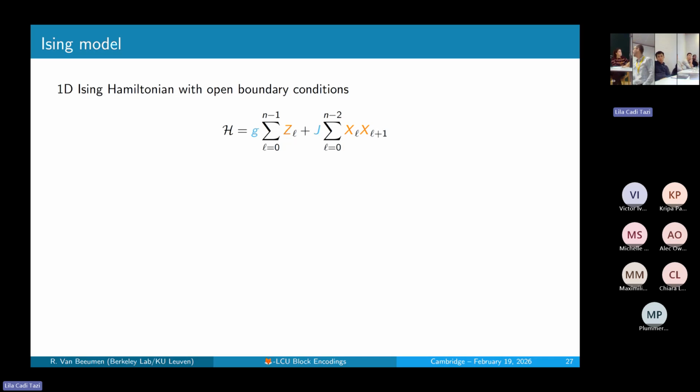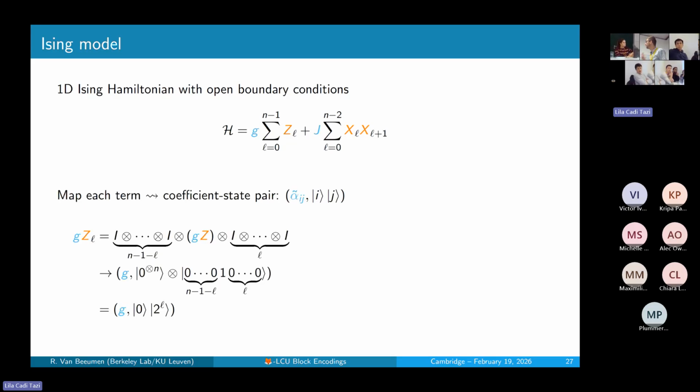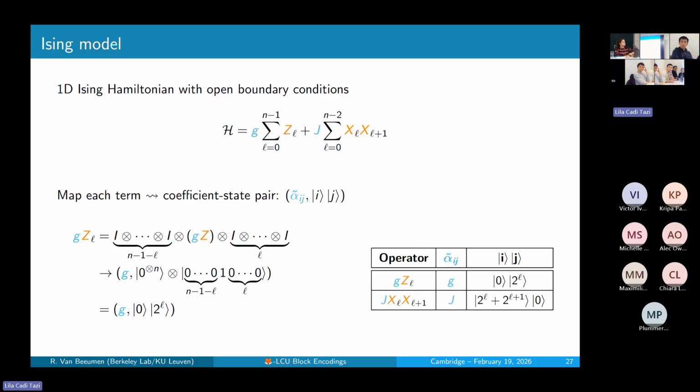So we have some Z terms and some X terms, all nearest neighbor. In order to exploit the Dicke-state preparation, we map all these coefficients to a coefficient-state pair. For example, for the L term with the Z component, we have some identities, and we have J, Z, and also some Kronecker identities. We can rewrite it as a zero state on n qubits, and then a state like this, where we have 0 and then 2^L. And if we make a summation over this 2^L, we get some Dicke-states. And that's where the key lies.